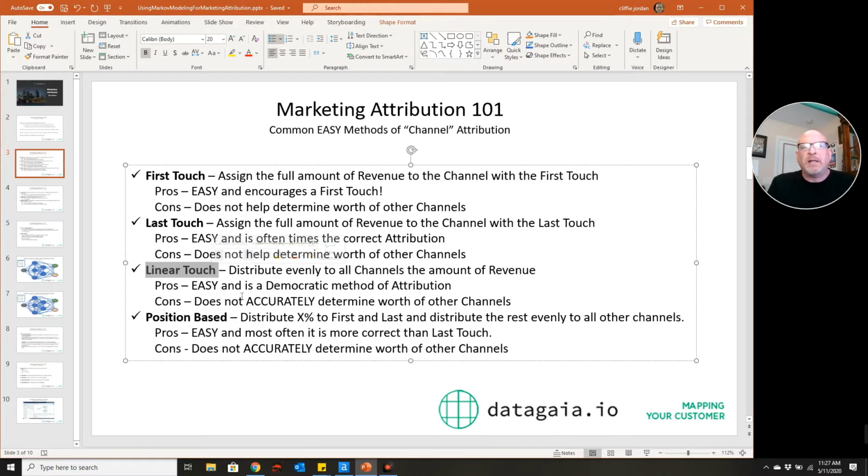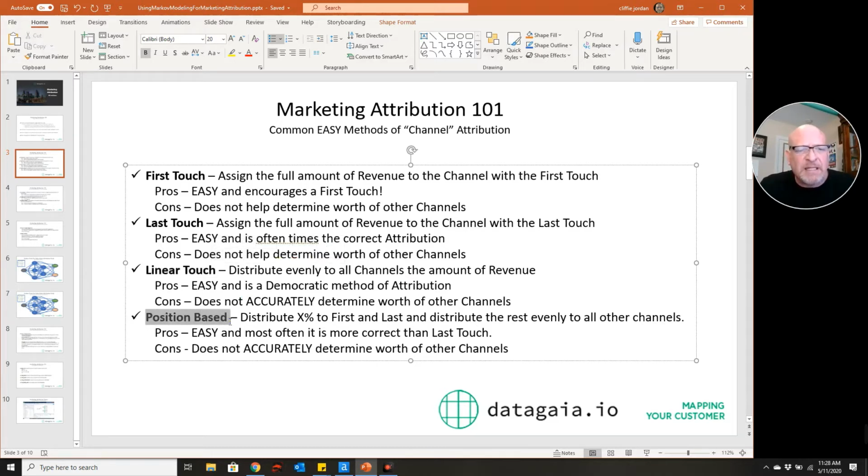Linear touch is where you've got all your channels and you say, well, I have no idea whether it should be first touch or last touch, so let's just make all of my channels equal. If I've got $1 million of sales and 4 channels, that's 25% across the board for each channel. Okay, this is not accurate at all, but it's super easy, and a lot of companies do that. They don't have a data science team to do all the analytics, so they just say, we'll make everyone the same. Kind of a democratic approach.